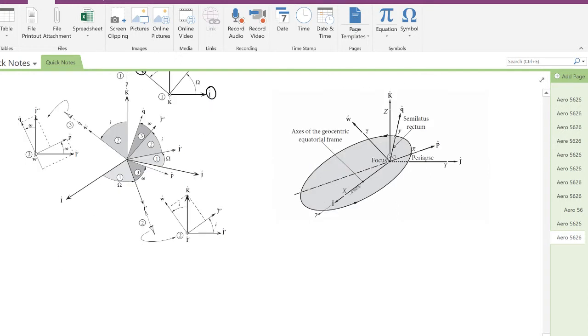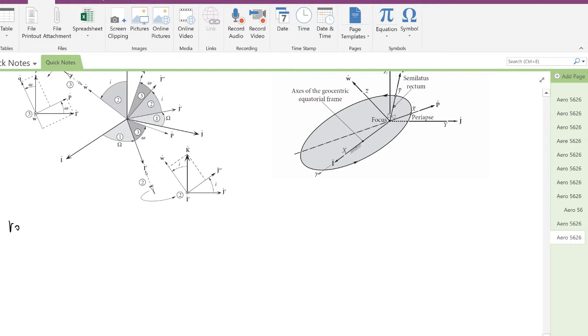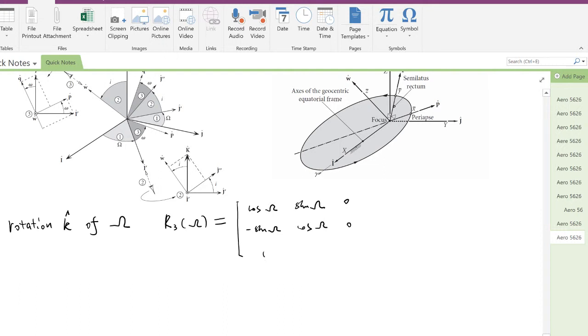The first rotation, let's first write down the rotation with respect to the k axis of angle omega. Since it's the k axis, we can write R3 of omega. That's equivalent to cosine omega, sine omega, 0; negative sine omega, cosine omega, 0; 0, 0, 1.